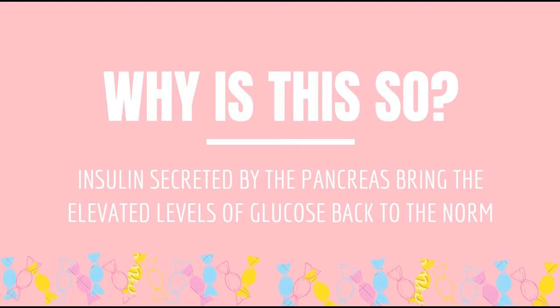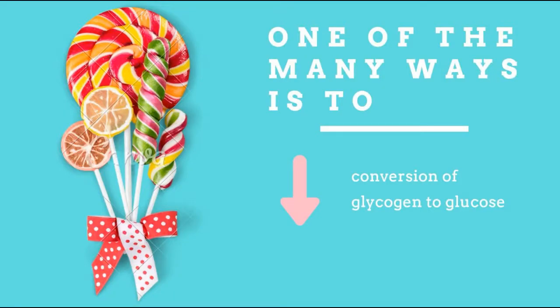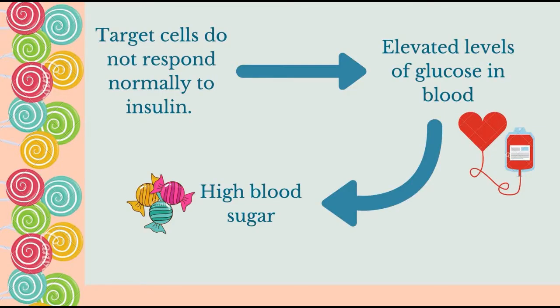Why is this so? This is because insulin is secreted by the pancreas to bring the elevated levels of glucose in the blood back to the set norm. One of the many ways it does so is by decreasing conversion of glycogen to glucose. As such, since the target cells do not respond normally to insulin, there are still elevated levels of glucose in the blood, resulting in high blood sugar.